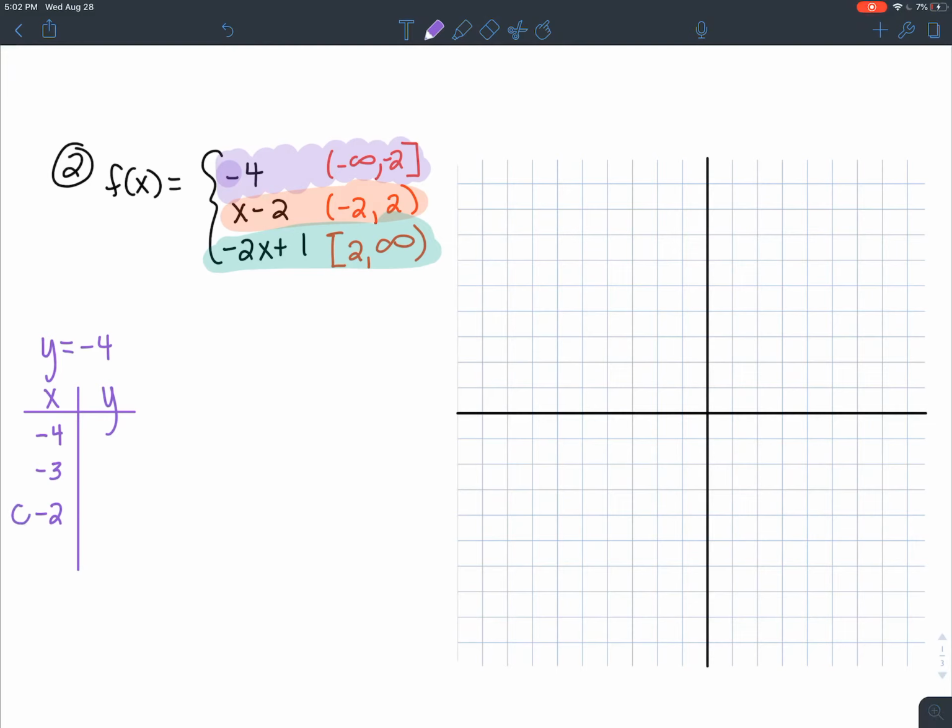Negative 2 is going to be my closed circle. That's going to be my stopping point. All my y's are going to be negative 4 since there's nothing to plug into. So now I'm going to graph it. At negative 2, negative 4, I'm going to have a solid circle, and make it bigger so that that's my starting point. It's just going to go straight through negative 4.